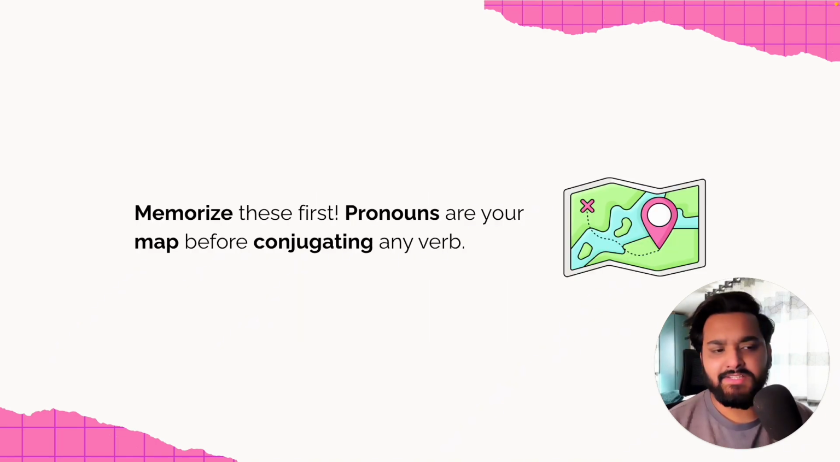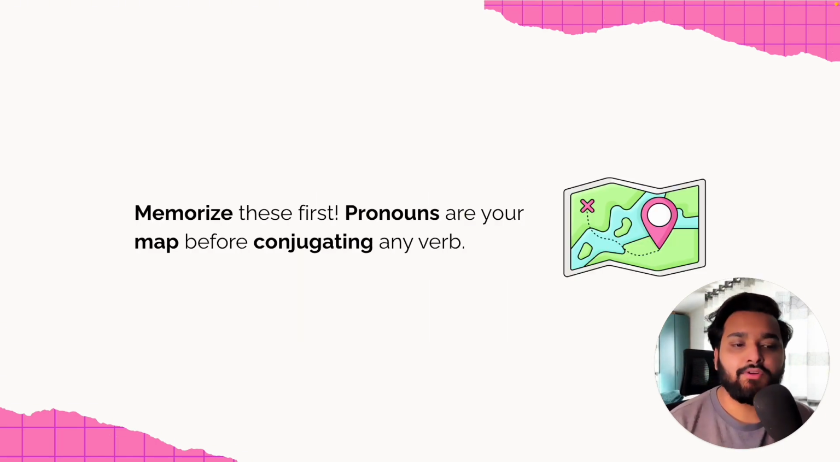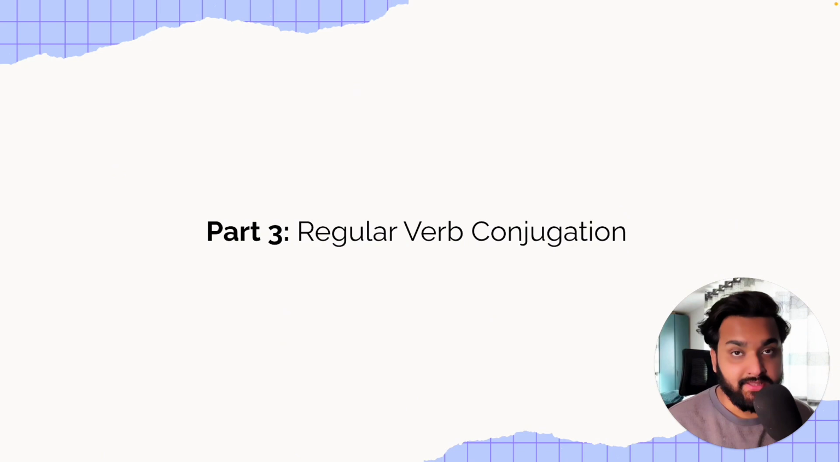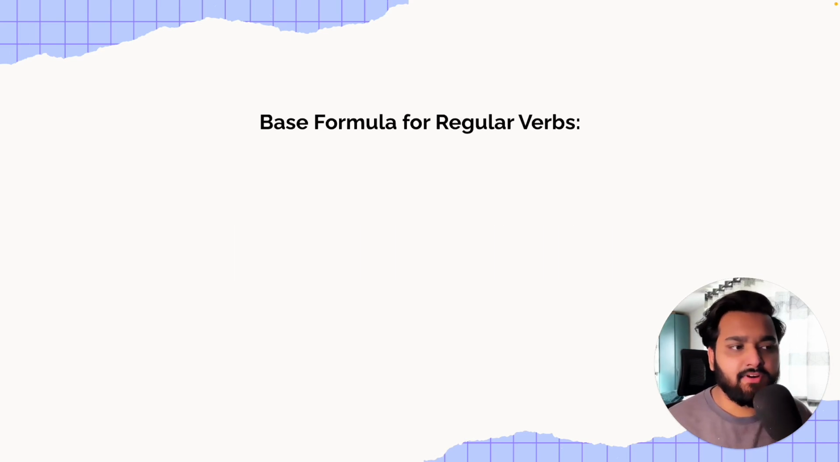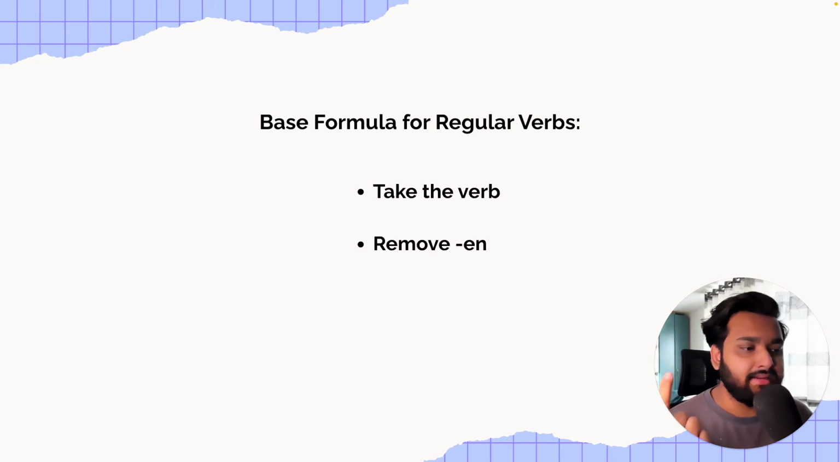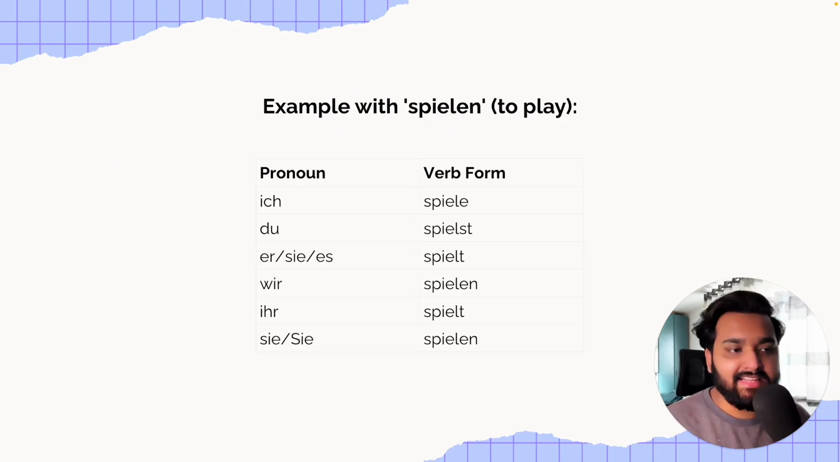So your task is to memorize this first. Pronouns are your map before conjugating any verb. So let's continue with part number 3, which is regular verb conjugation. From this part on, we are going to learn how to conjugate at first the regular verbs, then irregular verbs. And this is the base formula for regular verbs. At first, take the verb, then remove the en at the end, and finally add the endings. Let's take an example with spielen. Spielen basically means to play.